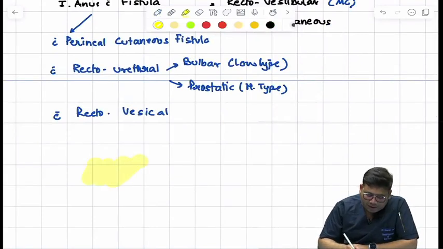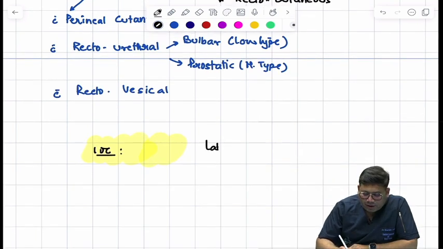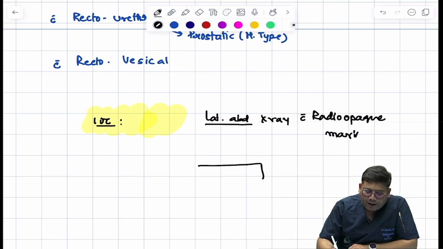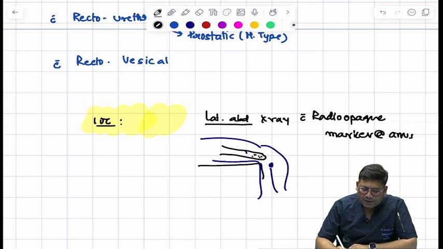Let us quickly understand the management. So how do you confirm? Investigation of choice: once you have a clinical suspicion, a lateral abdominal X-ray. On the table you will place the patient with a radio-opaque marker at the anus. Why is a radio-opaque marker at the anus required? So that you can see whether it is an artifact defect. You place a tracer here, and then you can check where the gas is coming.